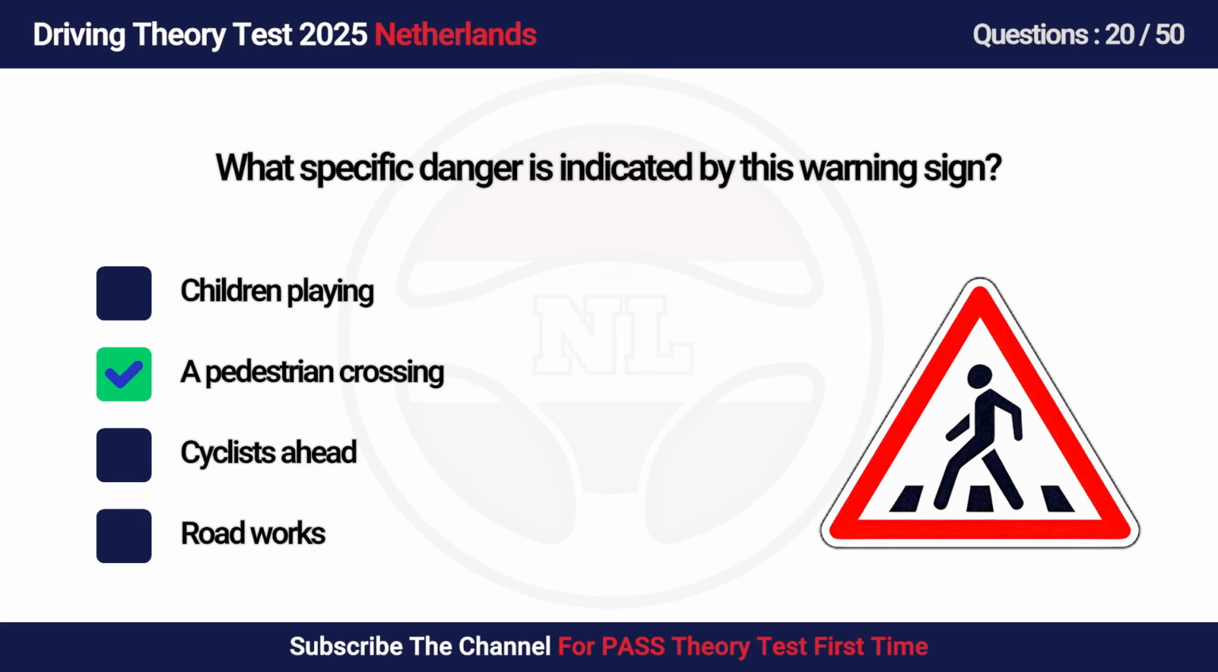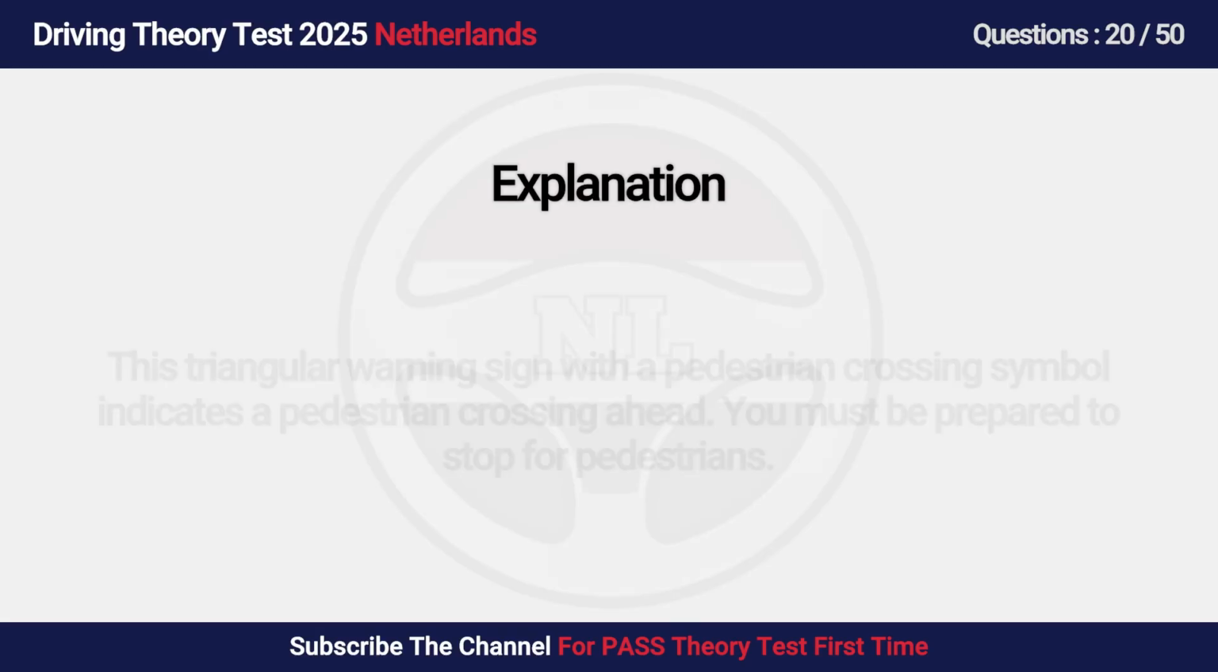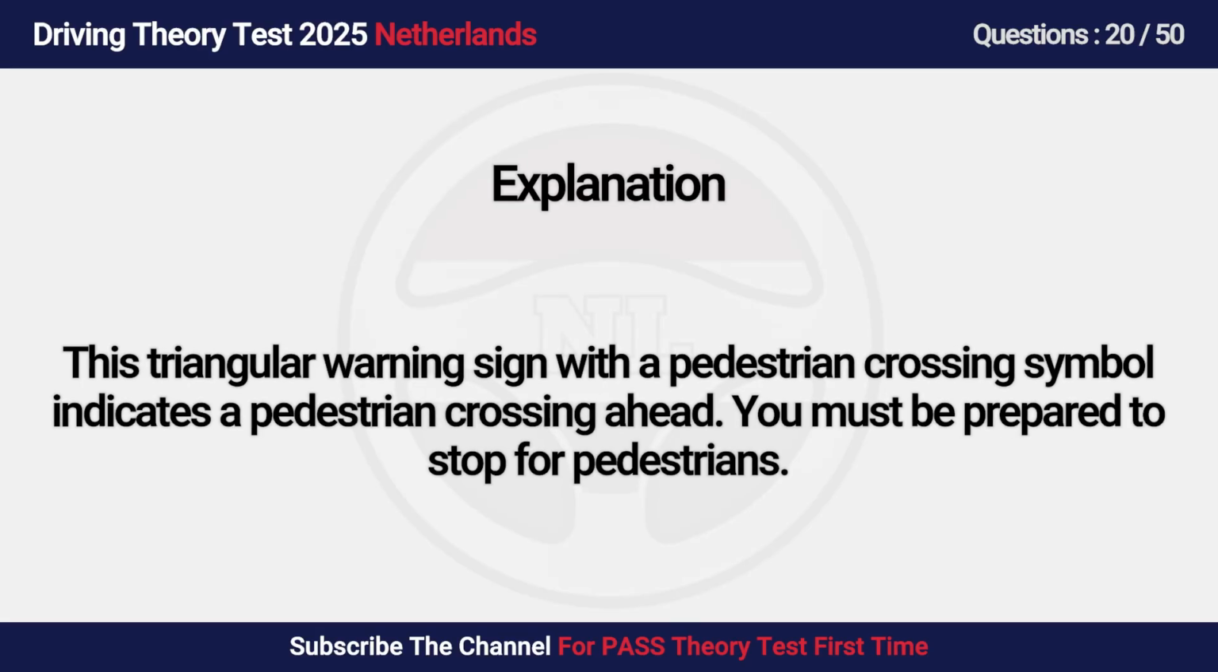Answer is B. A pedestrian crossing. This triangular warning sign with a pedestrian crossing symbol indicates a pedestrian crossing ahead. You must be prepared to stop for pedestrians.